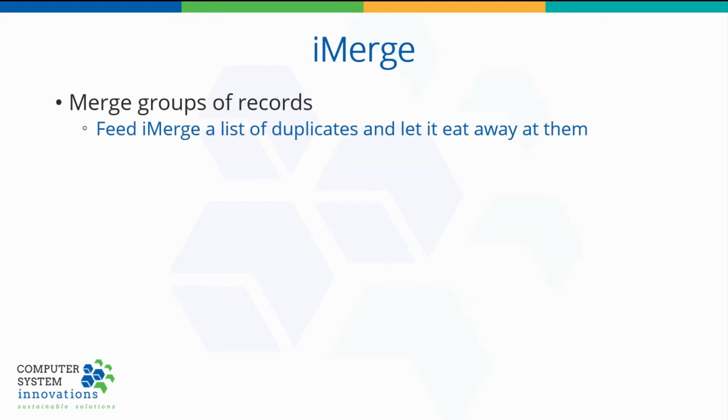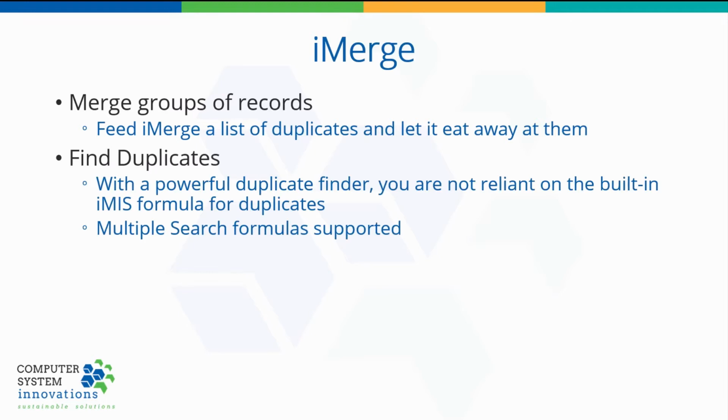Even better, if you have your own list of records that are bad, you've got a bad ID and a good ID, you can feed them to iMerge and it's going to go ahead and just merge them all at once. So you can give it a list of IDs and it'll go to town. But even better, it will find duplicates. Using the duplicate finder in iMerge is super powerful.